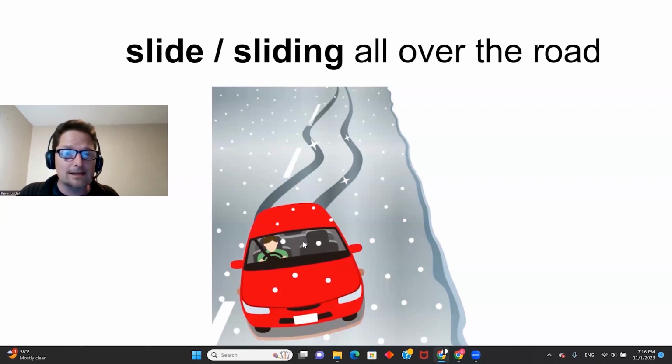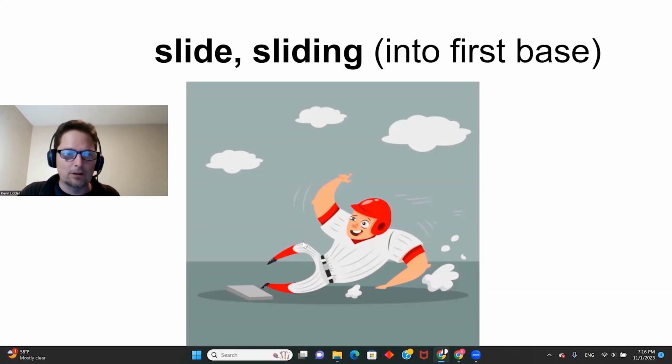That's right. The car is sliding all over the road. Why is the car sliding all over the road? That's right. Because the road is very slippery. Or you can say because the road is very slick. Now let's look at this example.